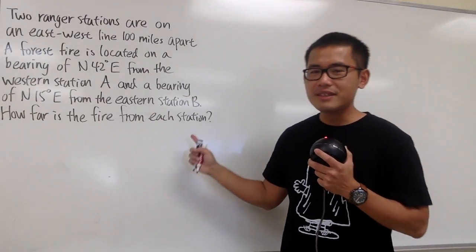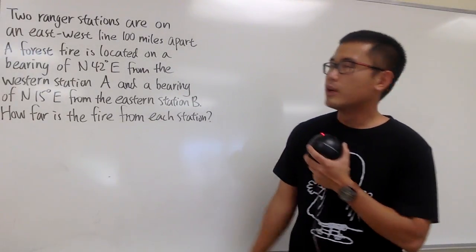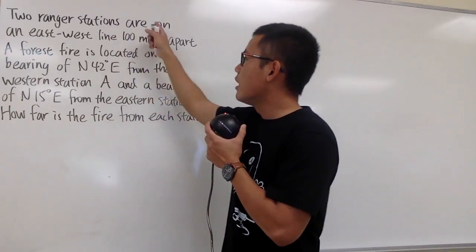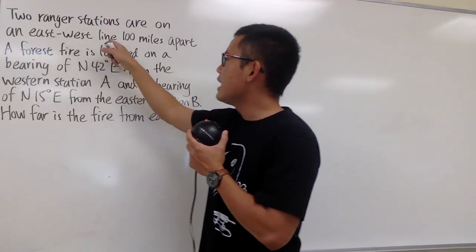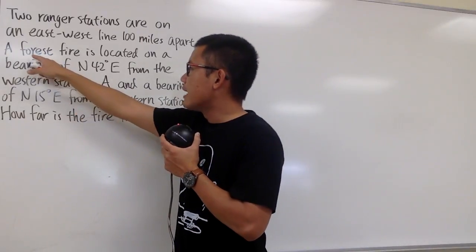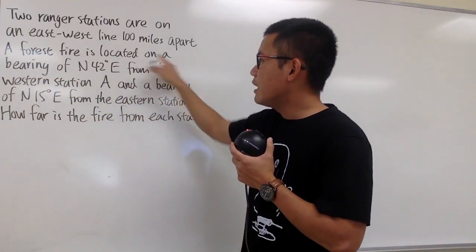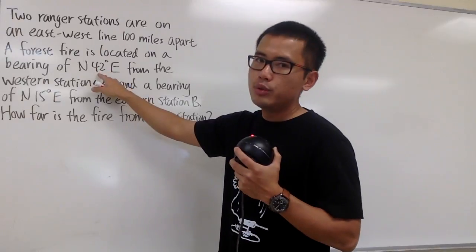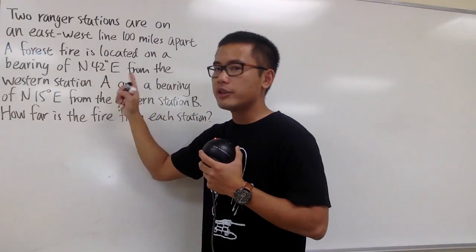Okay, let me show you guys how to solve this application problem that deals with the bearing. Right here it says, two ranger stations are located on an east-west line, and they are 100 miles away from each other. And right here it also says that we have a fire that's located on a bearing of north 42 degrees east from station A.